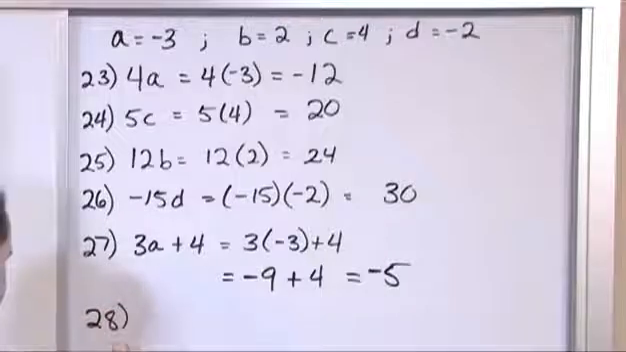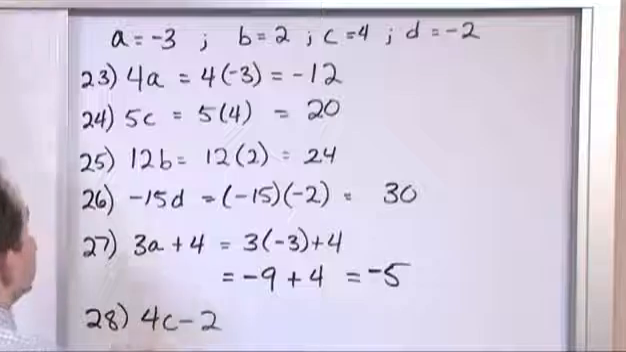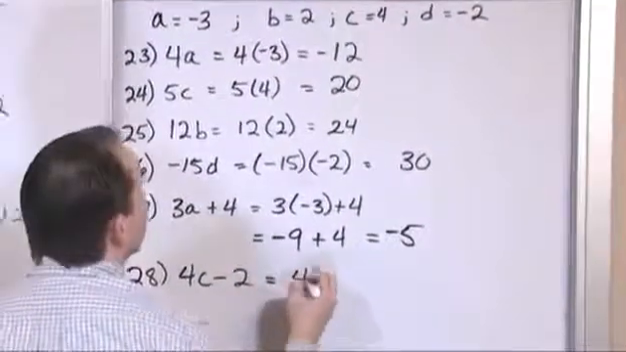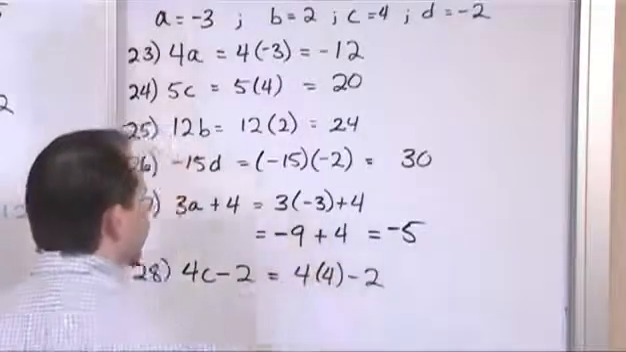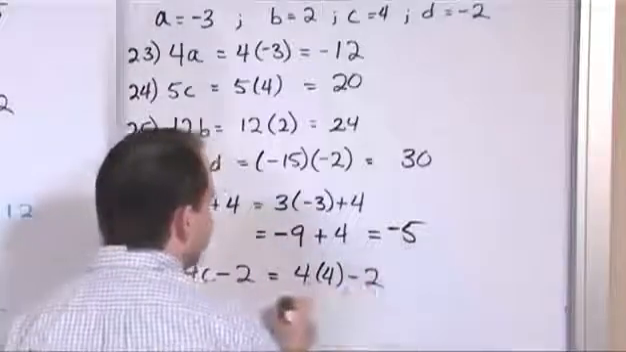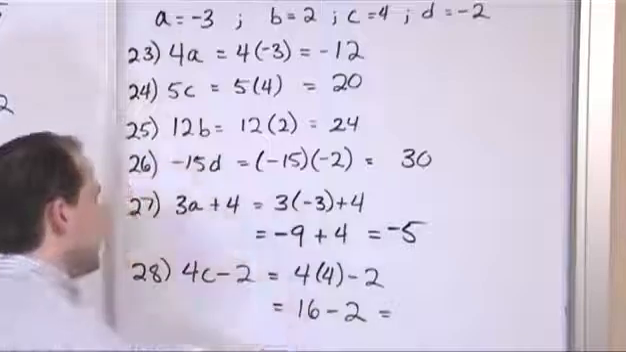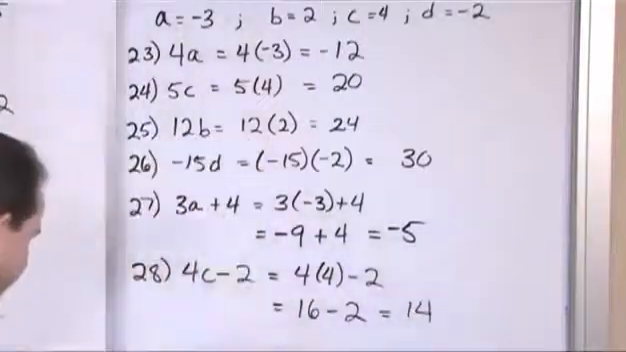28. Let's say we have 4c minus 2. 4 times c minus 2. So if we have 4 and c is 4 and minus 2. So we're plugging in the value of 4. 4 times 4 gives us positive 16. Minus 2, we still have to do the minus 2. 16 minus 2 is 14. And so that's the answer.